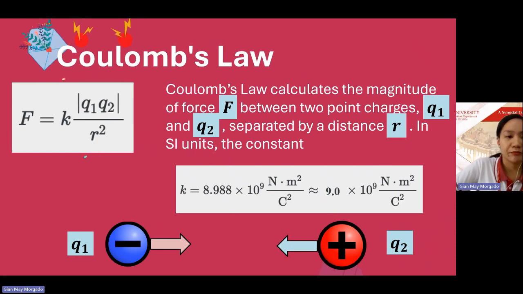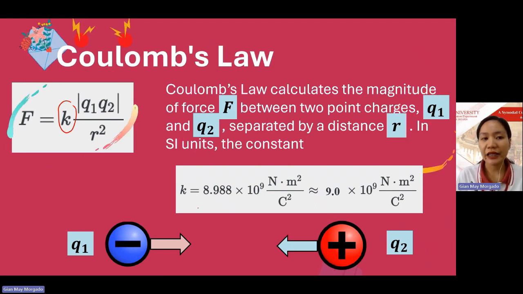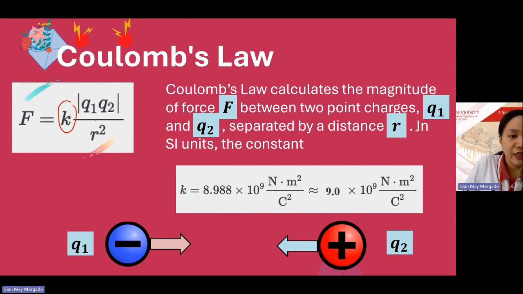Also, you will see the letter k, which is a constant, Coulomb's constant, which has a magnitude of 8.988 times 10 raised to 9 newtons meter squared per coulomb squared. But in our equations or solutions later on, we can use a rounded off version of this constant, which is 9.0, or 9 times 10 raised to 9 newtons meter squared per coulomb squared. And this is the equation that you will use in order to determine the magnitude of the force.